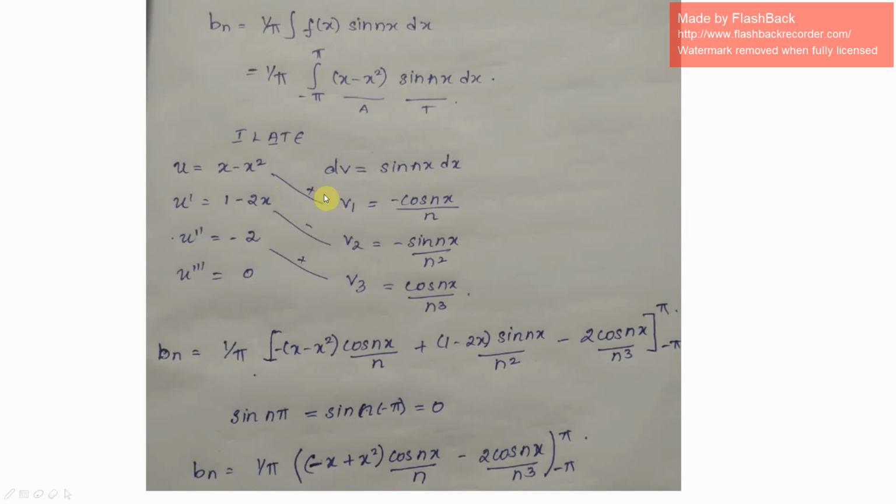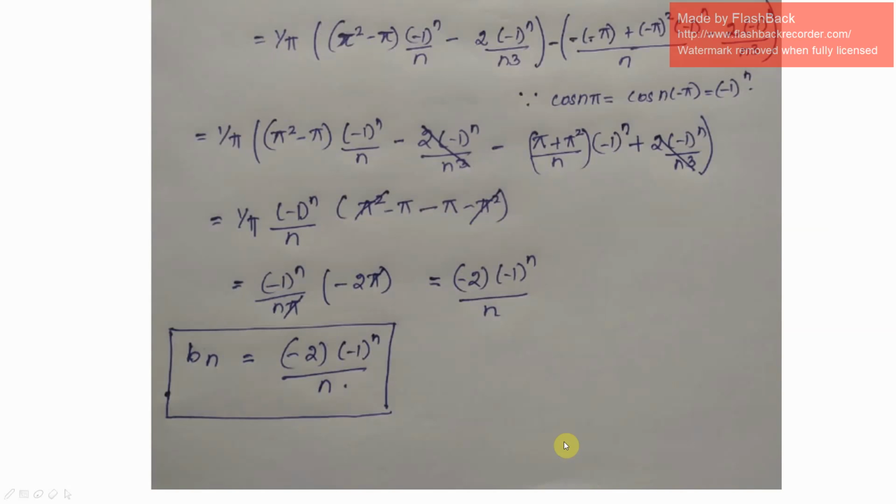So again, I'm going to pair with alternative signs, so I get something like this. As I told you, when you apply sin n pi or sin n minus pi, both the terms will become 0. So I'm just going to omit the sine term and I'm going to rewrite my equation like this. Okay. So now what I'm going to do is wherever I'm having x, I'm going to replace it by pi. So when I replace it by pi, I have something like this. And also cos n pi, cos n minus pi, I know it is minus 1 power n.